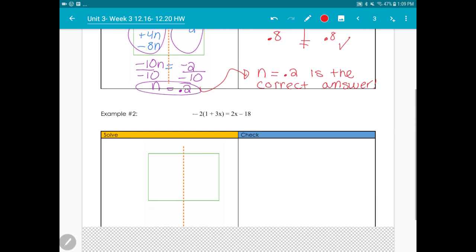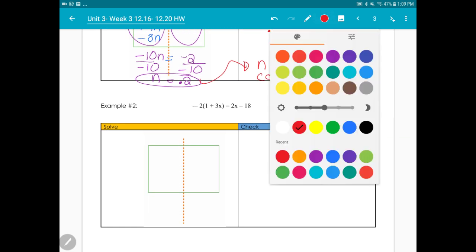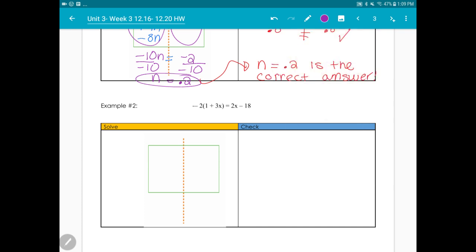All right, let's try it one more time. I'd like you to try the distribution part, and then once we get to this step, I'll unpause the video. All right, so you should have gotten this for your left side. So that gets me negative 2 minus 6x. And then my right side should have remained the same.